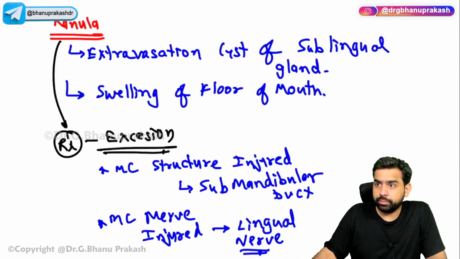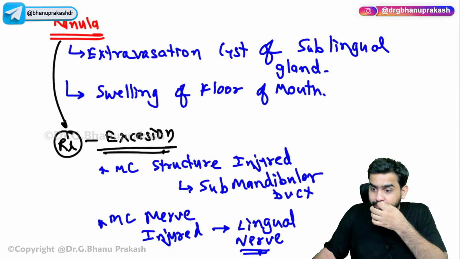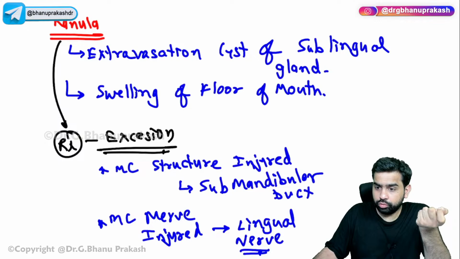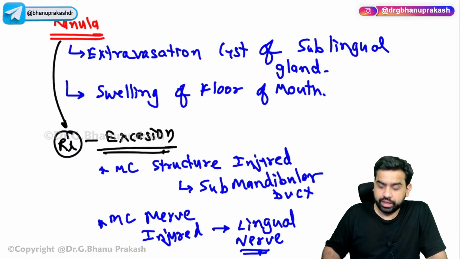Are you able to appreciate these particular things, guys? So please understand this. These all are the important points about the ranula which you need to understand. It's an extravasation cyst involving the floor of the mouth. The most common structure injured is basically the submandibular duct. The most common nerve injured is basically your lingual nerve.